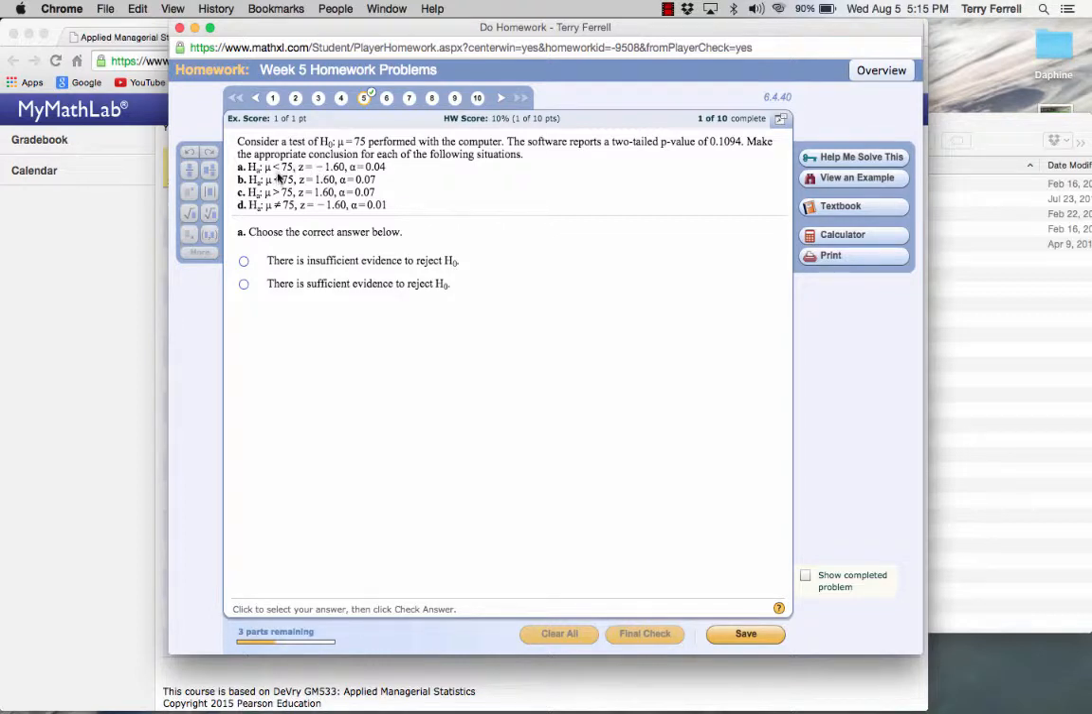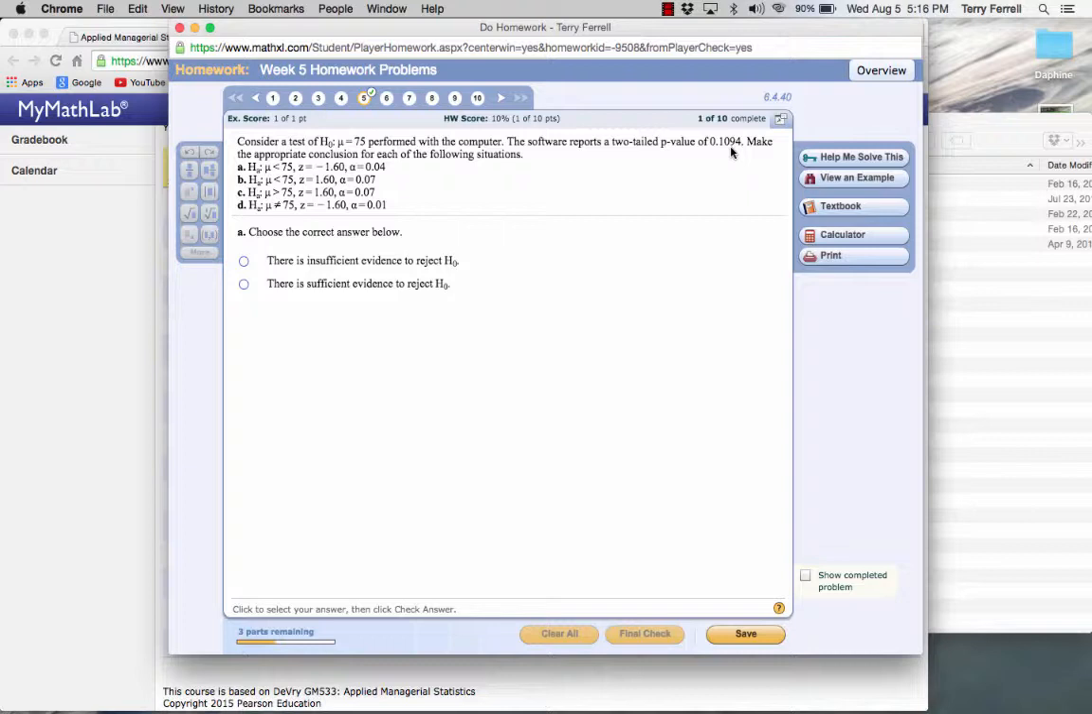Mean is less than 75. Well, if it says mean is less than 75, and notice my z is negative, this is appropriate. When I say appropriate, it's because if you have a less than, you're going to have a negative z. That's good. In that case, all you've got to do is take the p-value divided by 2.